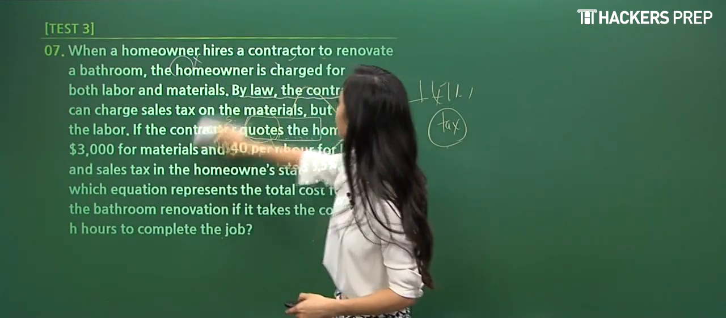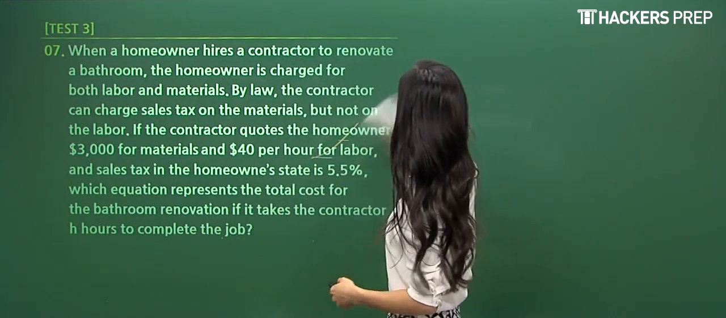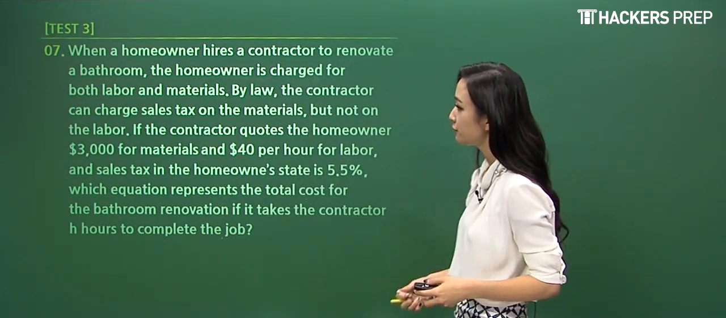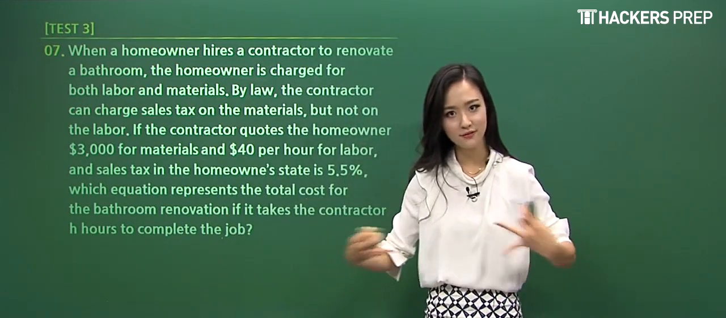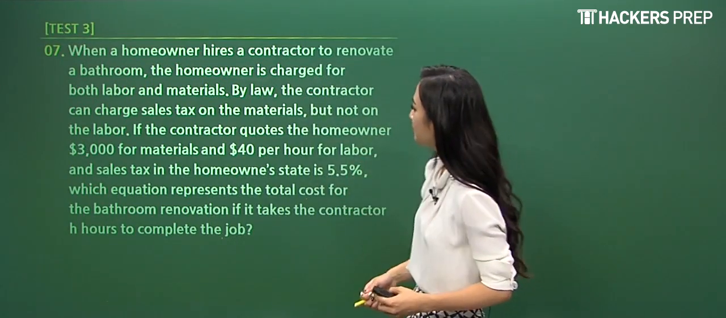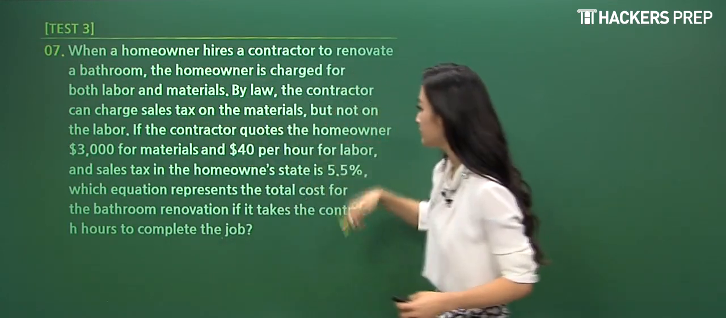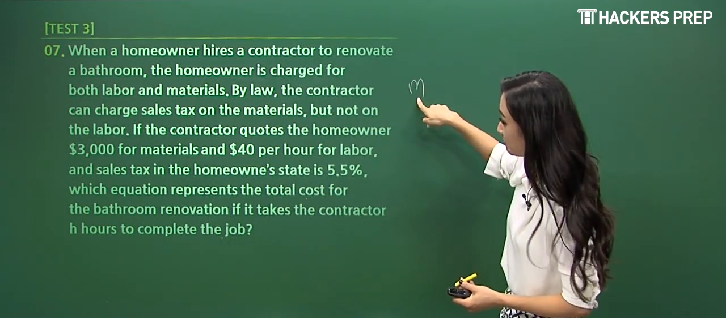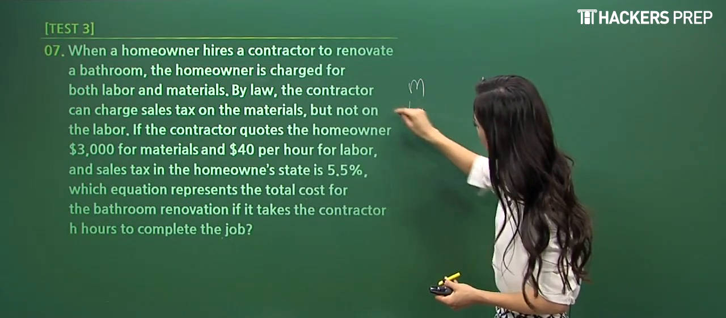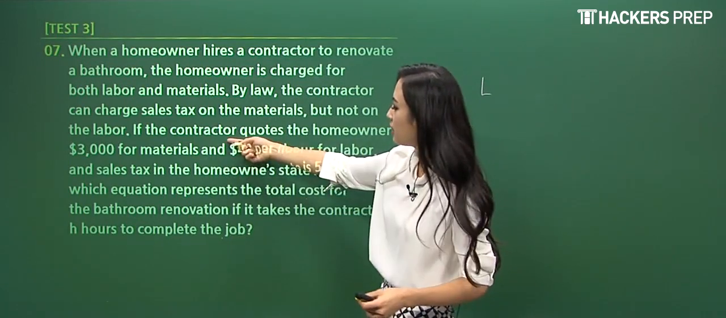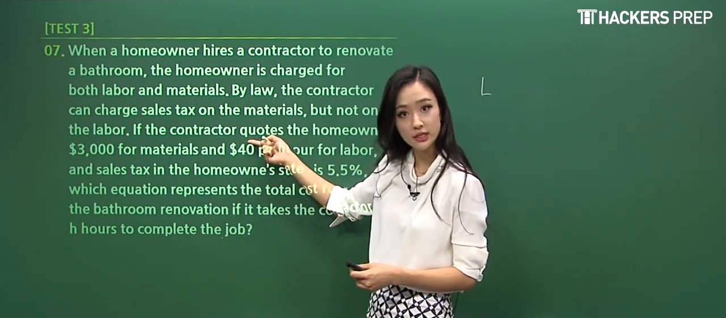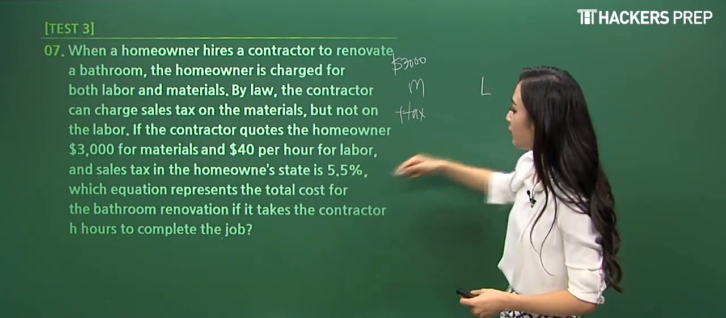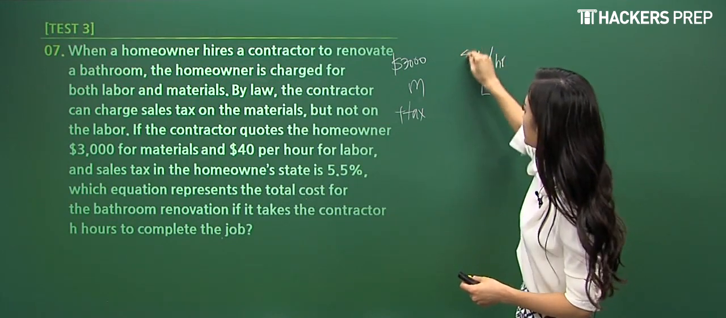So number 7, what does it state? When a homeowner hires a contractor to renovate a bathroom, they're charged for labor and materials because they have to buy their own stuff, right? I guess they charge that fee. By law, the contractor can charge sales tax on the materials, but not on the labor. Okay, so I guess this is an important concept. Let's just divide them. Material represented as M. Labor, we can incorporate tax to the materials fee. If the contractor quotes the homeowner, it simply means they charge them $3,000 for materials. Ooh, it's quite expensive. $3,000 and $40 per hour. So they're given at a rate of $40 per hour.